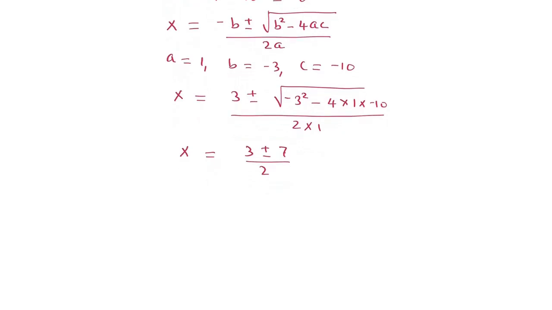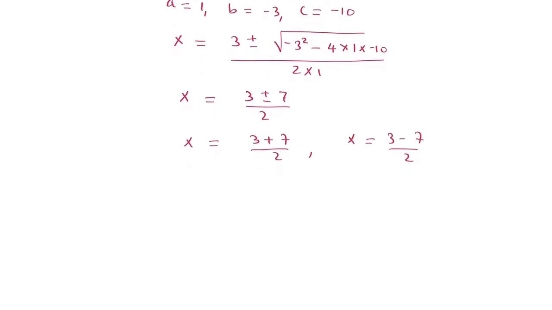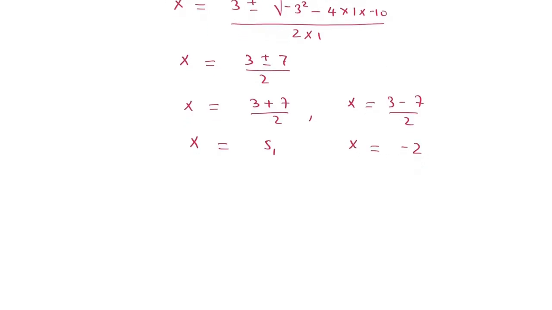So here we have x equals 3 plus 7 over 2, or x equals 3 minus 7 over 2, of which after solving the values we are going to have x equals 5 or x equals negative 2. So there we have the values for the first number.